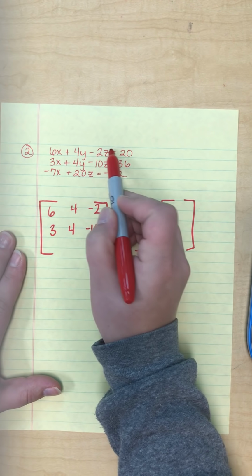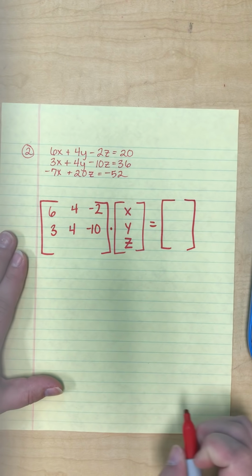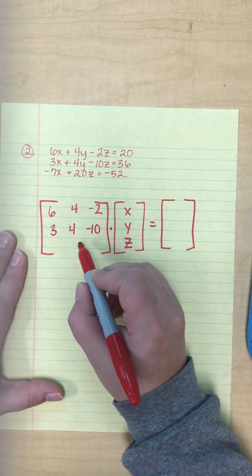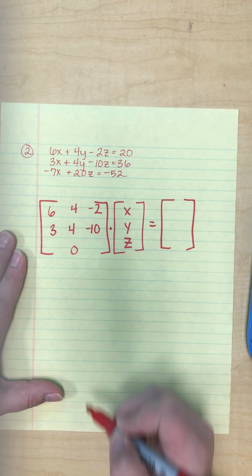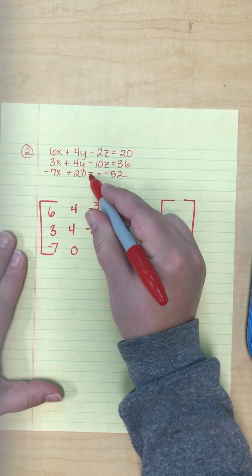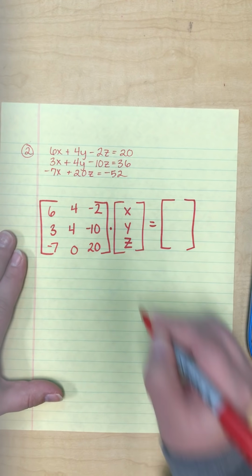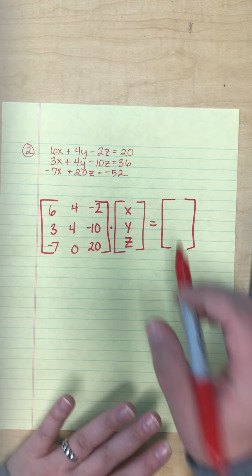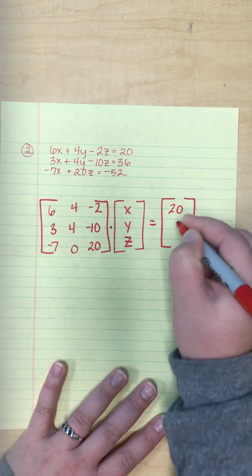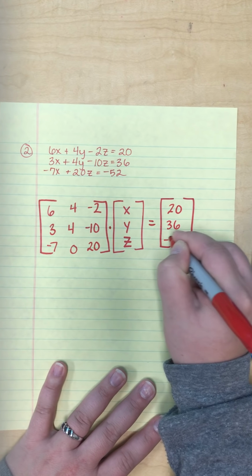Again, we've got x, y, z, x, y, z. It's very important that you go in the same order. Here, though, if we look, we're missing our y's. So down here in my y column, I'm going to put a 0. And then I've got negative 7 for my x's, and my z's are 20. All right, and then over here, all the numbers that it's equal to are 20, 36, and negative 52.